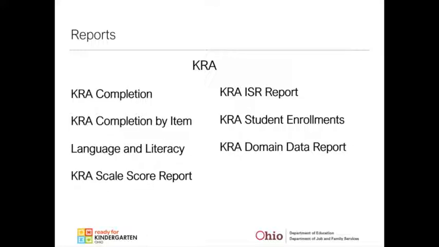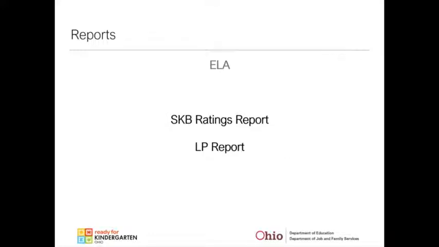You have the language and literacy report. You have the scale score report that's released after the assessment window ends. You have the ISR report for the data managers. You have student enrollments and the domain data report. And for more information about what each one of those reports do, our Ohio K-12 Help Portal page is a great resource that will show you PDF documents and helpful instructions that go into great detail for each one of those reports.